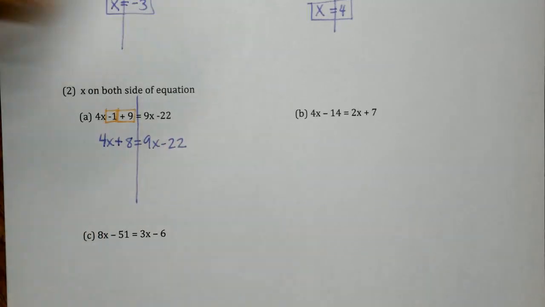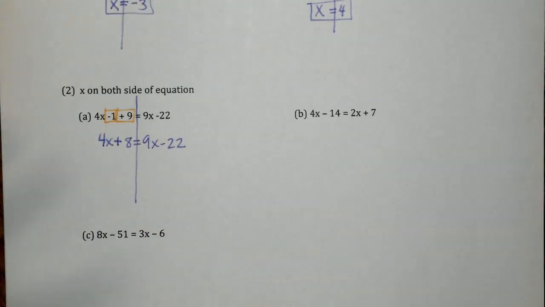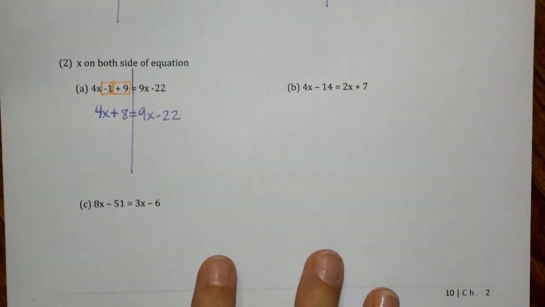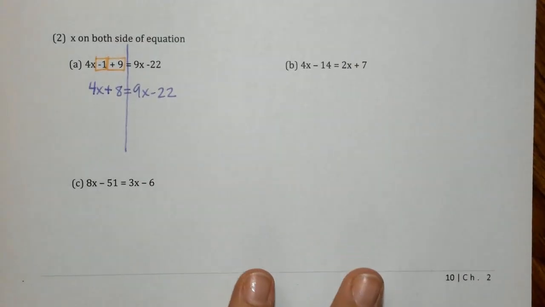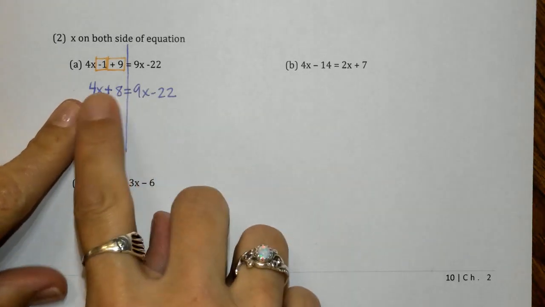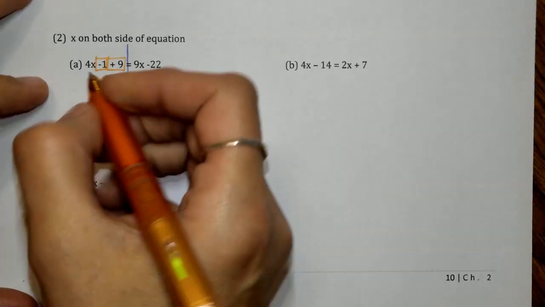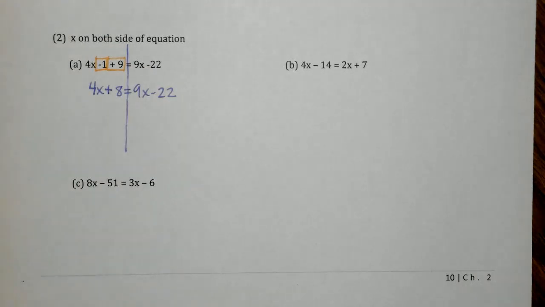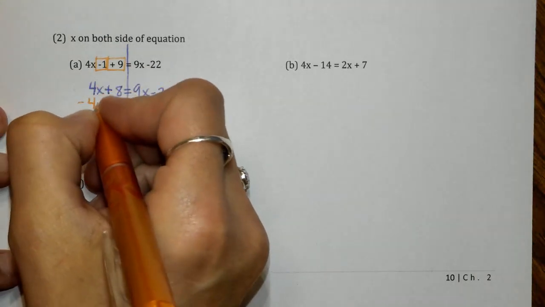The next step, we need to move our variables. I suggest moving the variables first. And I suggest moving the variables with the smaller coefficient. So we have 4 and we have 9 for 4x and 9x. Move that smaller one. How do you do it? The same way if it was just a 4. You're going to subtract it.